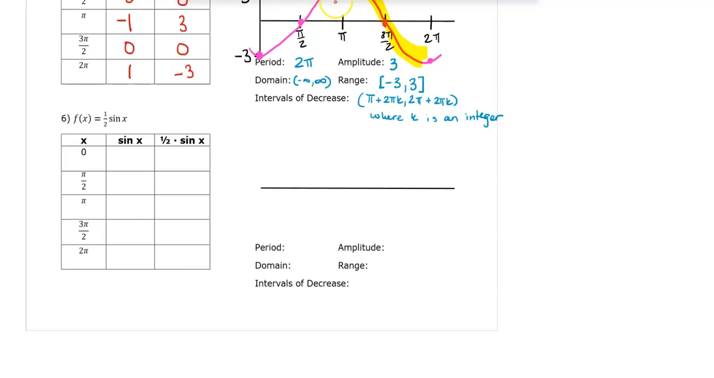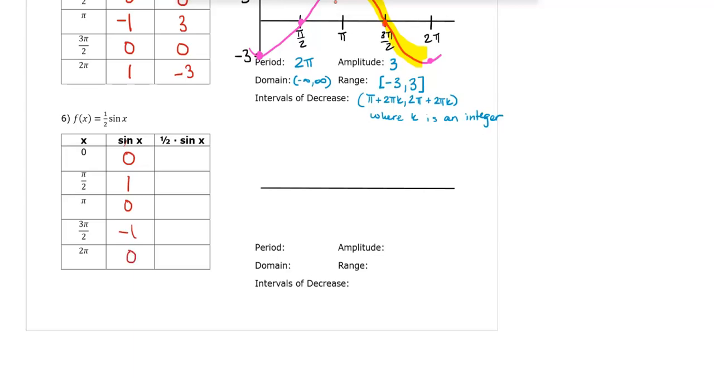All right, so let's go ahead and try what we have right here. All right, so 1/2 of sine x. So remember, sine at 0 is going to be 0. Sine at pi over 2 is going to be 1. Sine of pi is going to be 0. Sine of 3 pi over 2 is -1. And sine of 2 pi is back to 0.